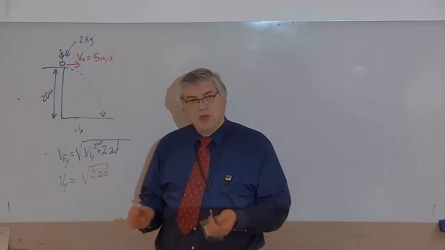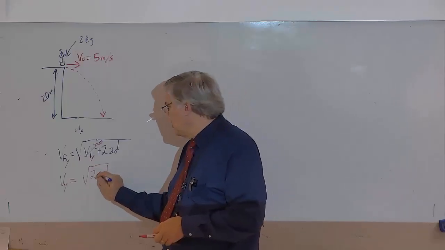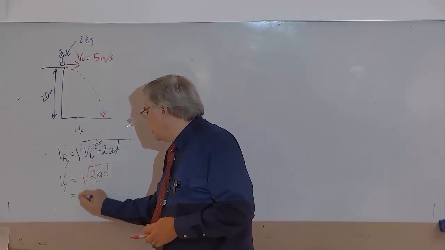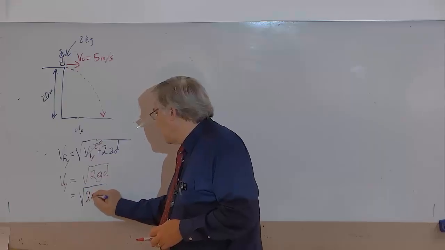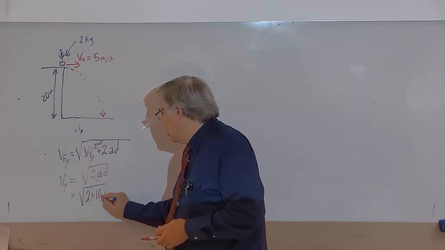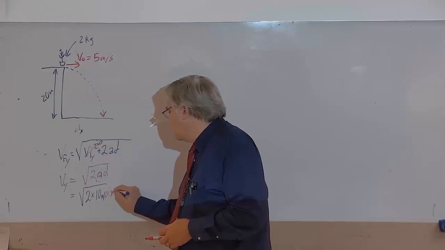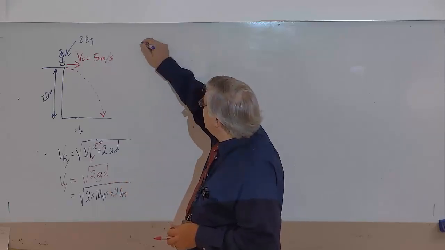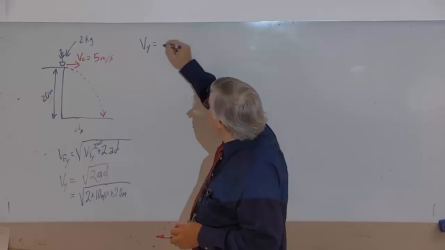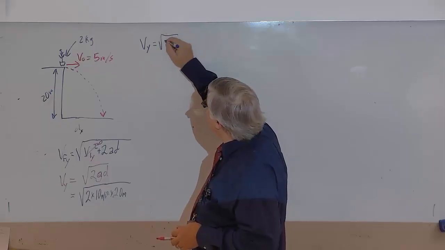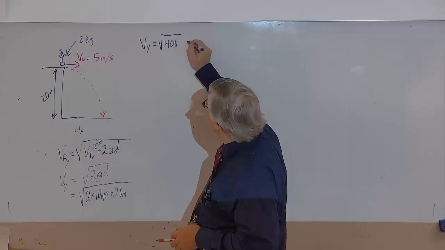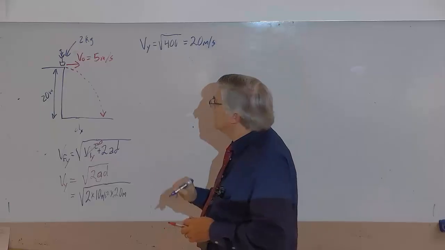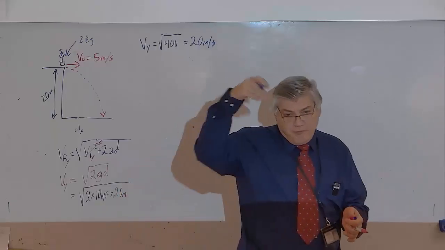2AD. And we can substitute in G for A, because it's gravity that's making it accelerate in the downward direction. So we end up with the square root of 2 times 9.8, I'll just call it 10 meters per second squared, times 20 meters, which is the height of my ledge. So that means that Vy at the bottom is equal to the square root of 400, if I multiply all those together, which means it's equal to 20 meters per second. All right? So 20 meters per second is the vertical velocity.